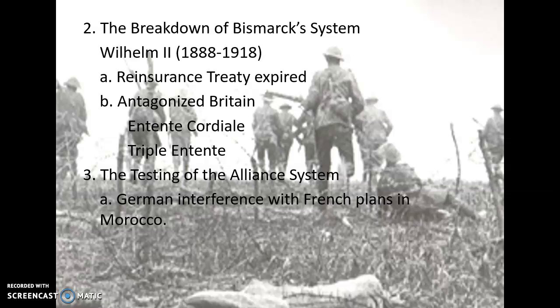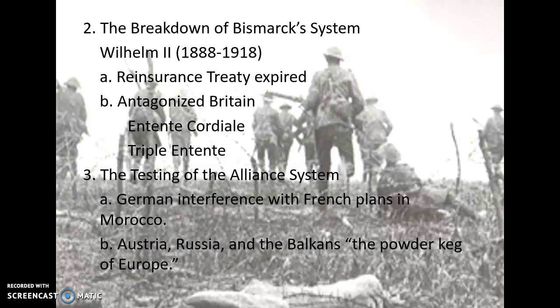Letter A, German interference with French plans in Morocco. See, Britain and France had made a secret treaty that gave the Sudan to Britain and Morocco to France. Germany hoped to receive approval from Britain by threatening France. After all, if you want to be on Britain's good side, historically it was to trouble France. Unfortunately for Germany, the opposite occurred. Britain gave France its full approval, France gained control of Morocco, and France and Germany continue to hate one another.